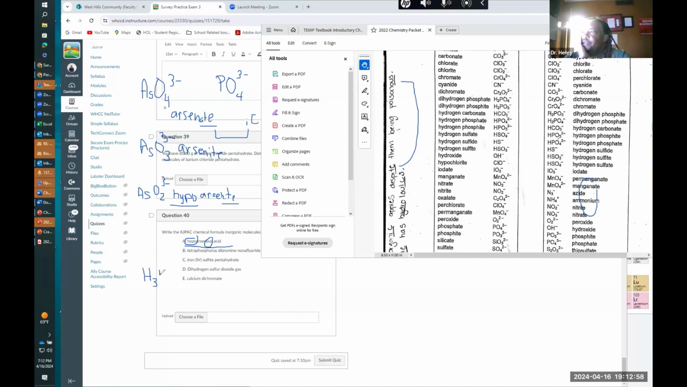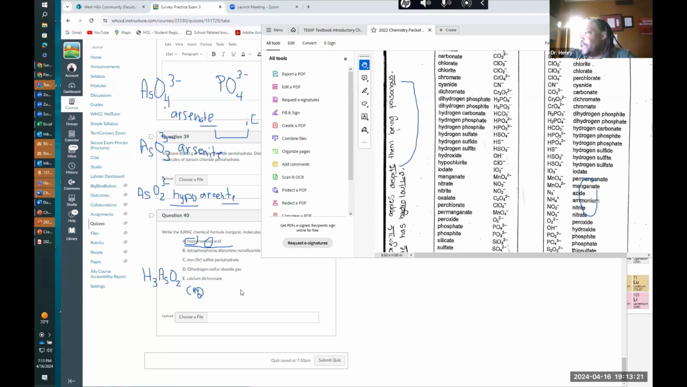So my chemical formula is going to be H3AsO2. And I'm going to put aq to remind me that it's an acid, because these type of acids only take place in aqueous solutions.